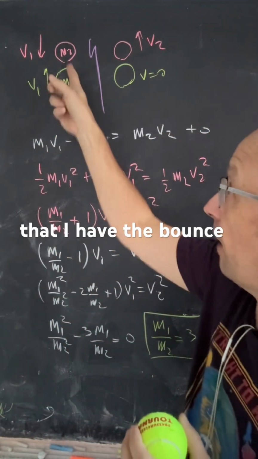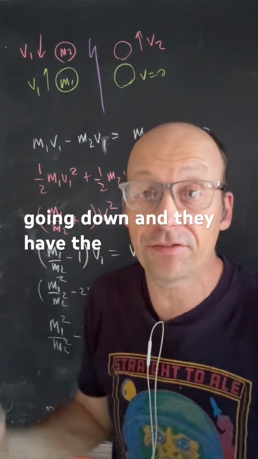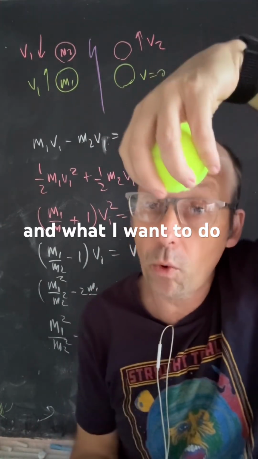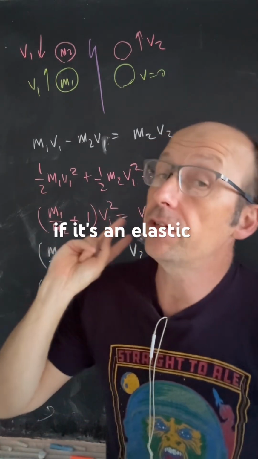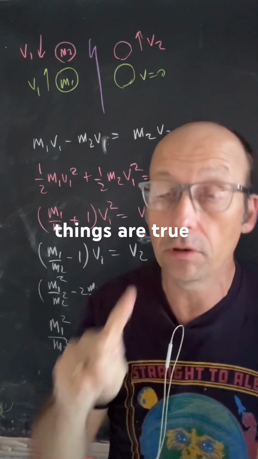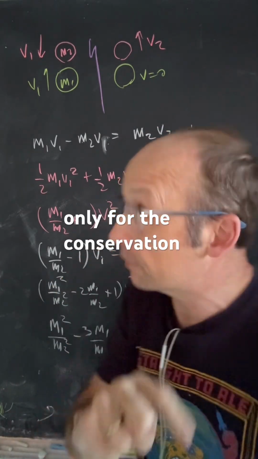So imagine that I have the basketball bounce up and then the tennis ball is going down and they have the same velocity but in opposite directions. And what I want to do is to have them collide such that the bottom mass stops. Now, if it's an elastic collision, two things are true: conservation of momentum, conservation of kinetic energy. Elastic only for the conservation of kinetic energy.